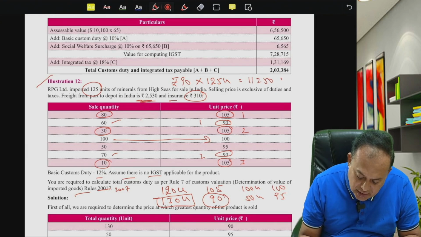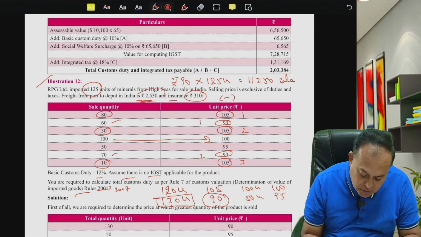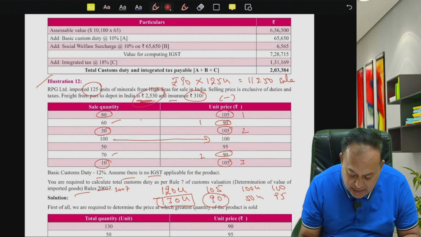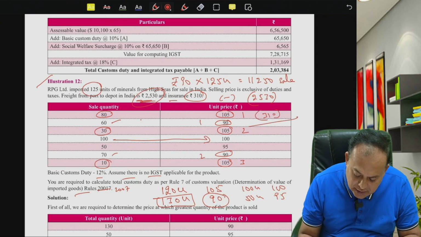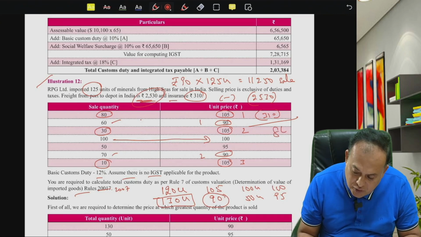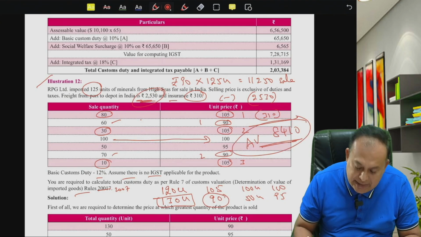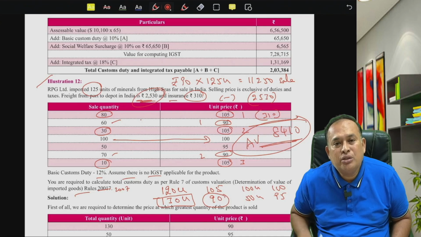125 units at 90 gives 11,250, which is our sale value. From that deduct post-shipment expenditure: 2,530 freight and also insurance 310. Then 11,250 minus 2,840 gives 8,410, which is our assessable value. 8,410 is the value for the given case to pay duty.